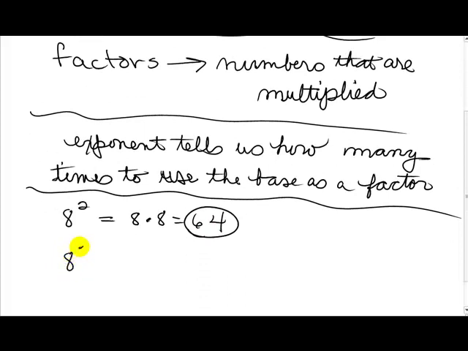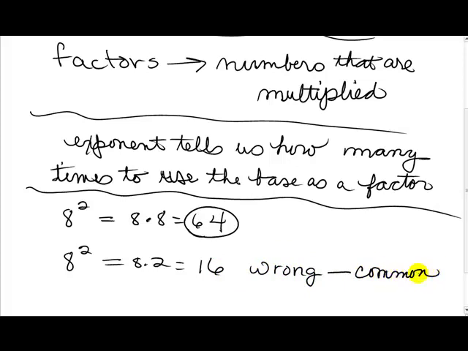Now, a common mistake is to say 8 times 2 equals 16. And this is wrong, but it's a very common mistake. So be careful. All right.